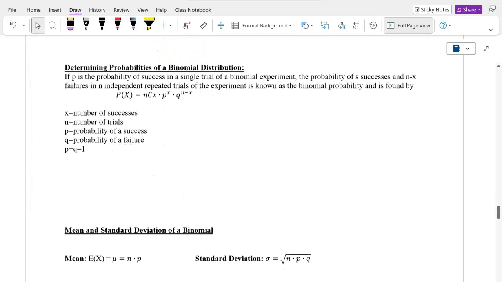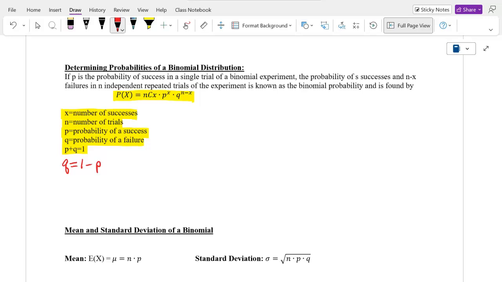All right, the binomial distribution comes with a formula, and this is it. The X represents the number of successes, N is the number of trials, P is the probability of success, Q is the probability of a failure, and the probability of a success and a failure have to add up to 1. Now, they never tell you what the failure is. You find it yourself. Q can be found by taking 1 minus P.